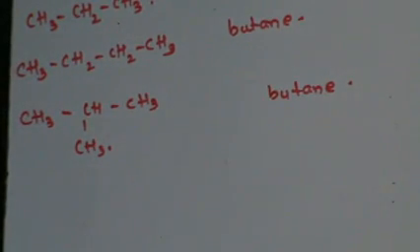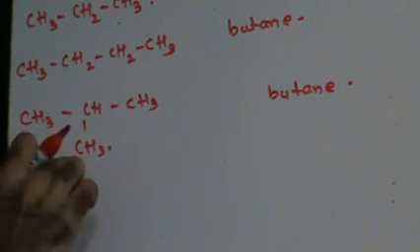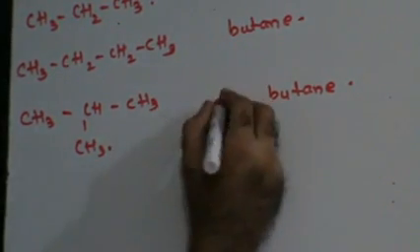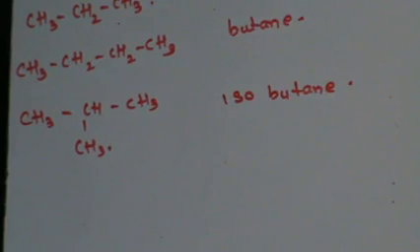Right? Now, in this case, this is not in a straight chain. You have one of the carbon atoms in a branch. Therefore, this is going to be called isobutane. Right? Do we get this thing here? This is your common name for this.